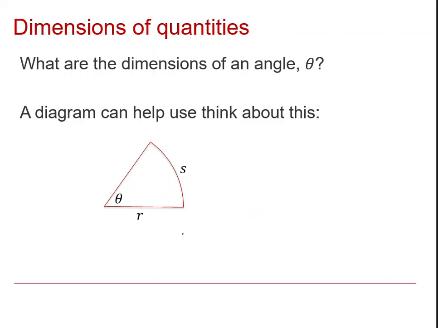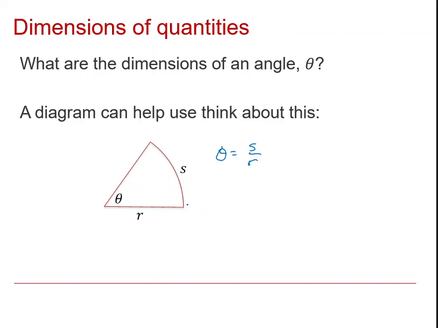You define an angle in radians by drawing two lines as radii of a circle and completing the arc so that you have a sector containing the angle. And then we say that the angle in radian measure, theta, is equal to S divided by R, the arc length divided by the radius.